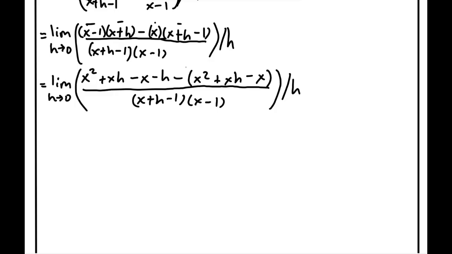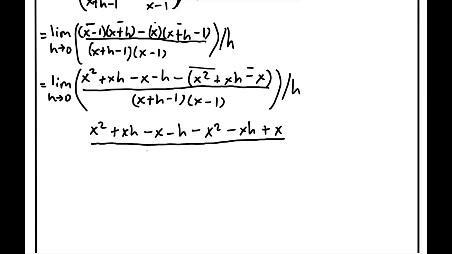Now let's open this bracket this side. So we have x squared plus xh minus x minus h. This is now minus x squared minus xh. Now this is negative and negative there, so that's plus x. This whole thing is over x plus h minus 1, x minus 1, altogether divided by h.